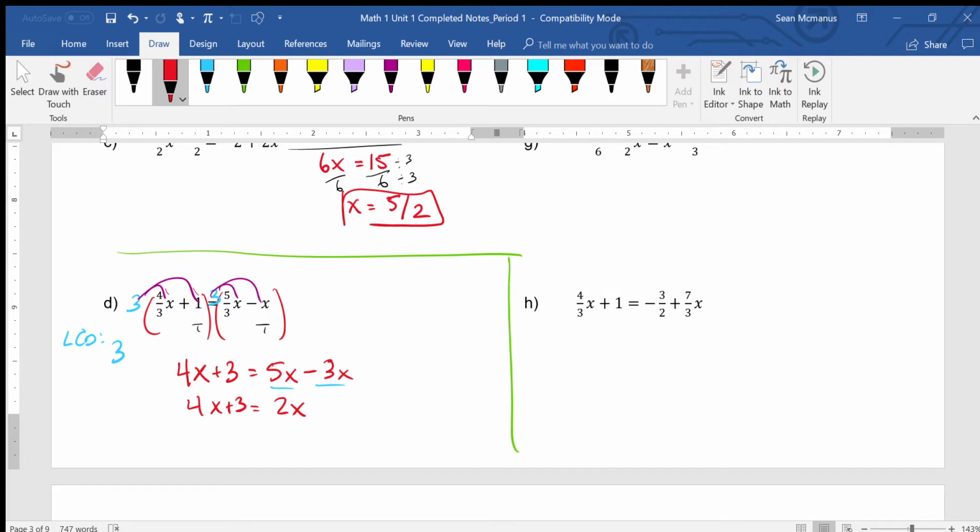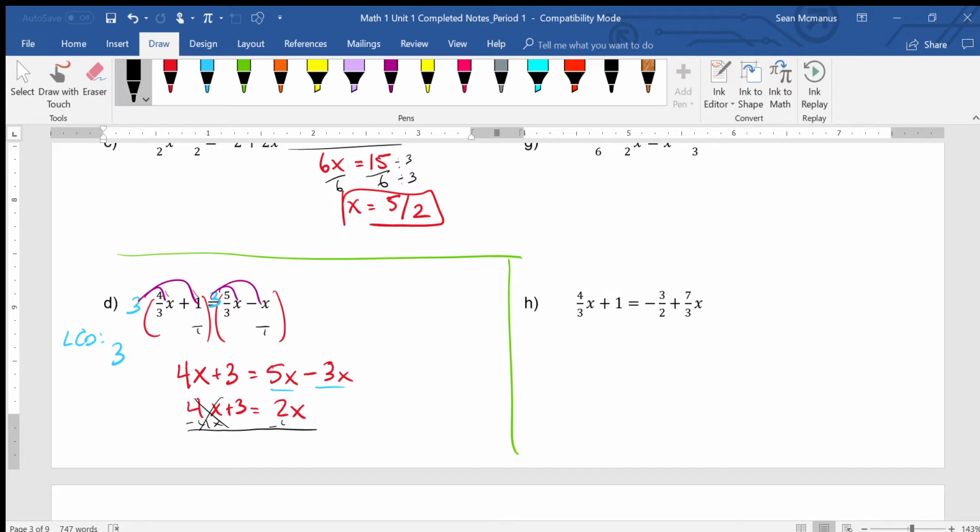And then to get all the terms on the same side, we said we typically want to make the coefficient positive, but in this case, the faster way would be to subtract the 4x. So 2x minus 4x is negative 2x equals 3. And then divide both sides by negative 2. X equals 3 over negative 2.